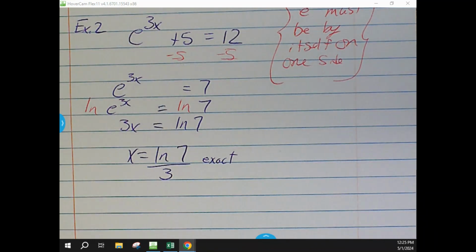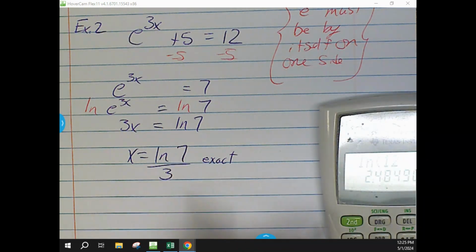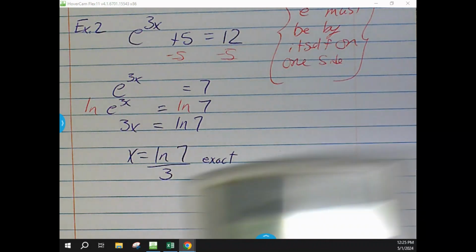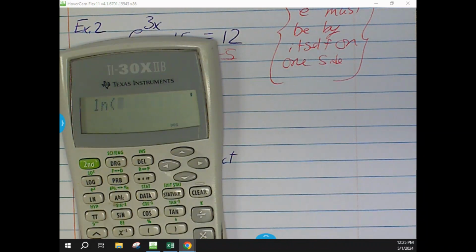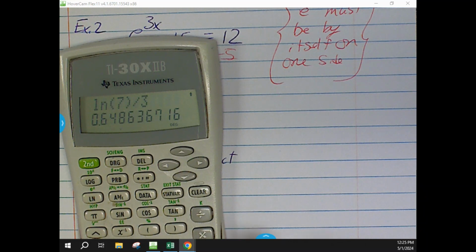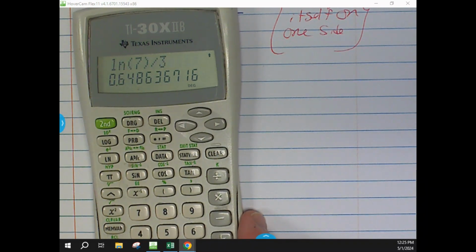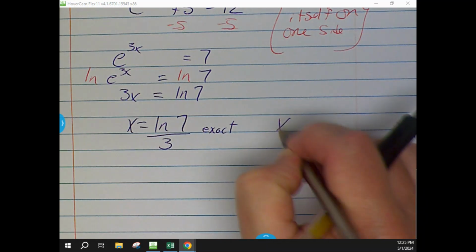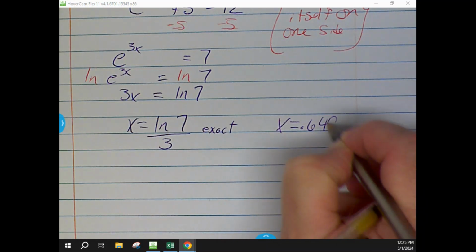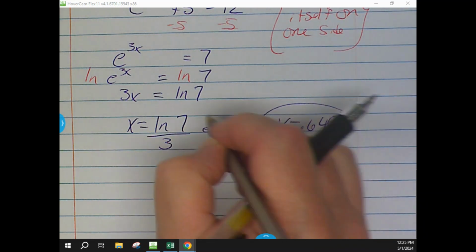All right, when you punch that in the calculator, just like if we had log of 7 over log of 3, you've got to close off the top number, so it's the ln of 7. Make sure you close off that parentheses and then divide by 3. That's the only thing you've got to be careful of with those, just make sure you close off that top number. So 0.649 looks like. Okay, so there's our decimal answer and there's our exact answer.